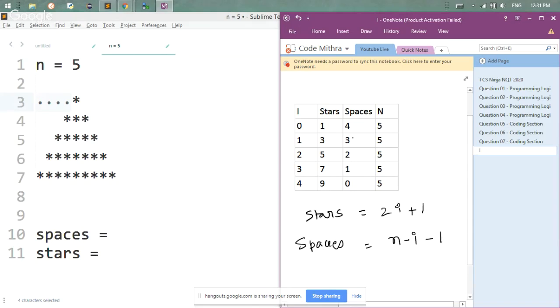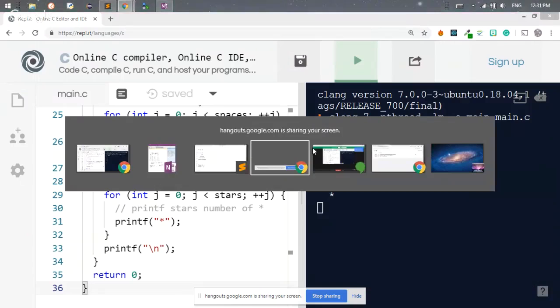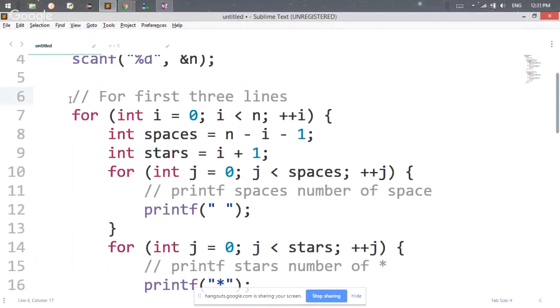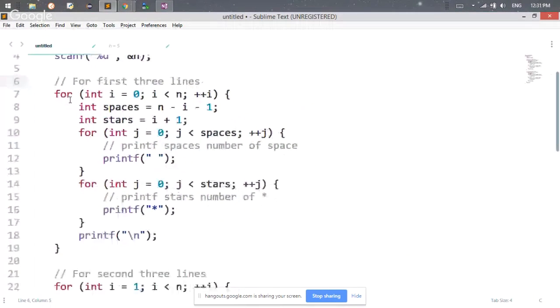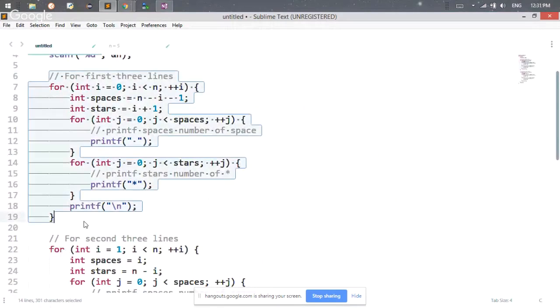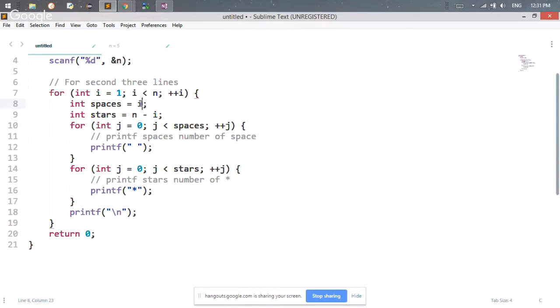Now, once you have figured this out, all you have to do is go back to your code. This time we don't need two different lines, we have only one. Just change it to n minus i minus 1, and here it is 2 into i plus 1. Once you have completed this, you run the code and you're going to get the pyramid. As simple as that. I will make this code available online. You can download it and you will be able to easily understand that.